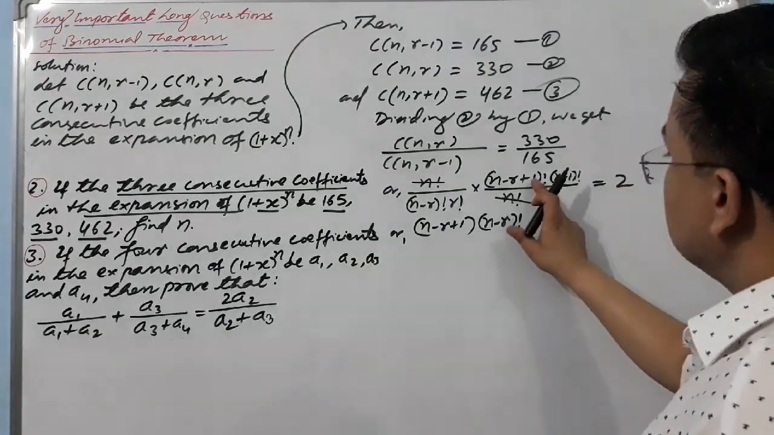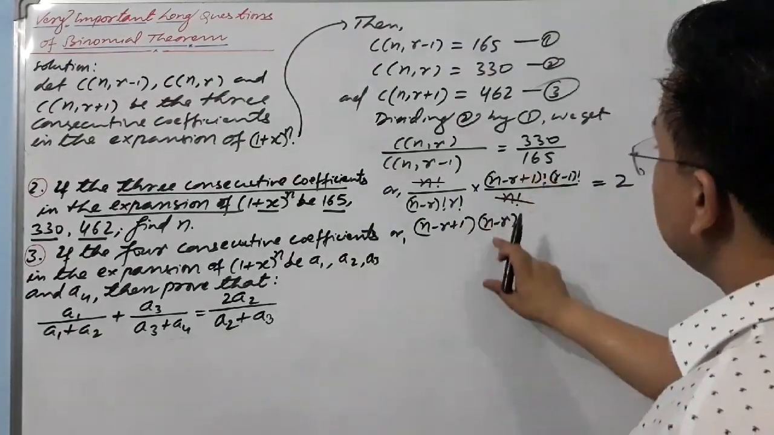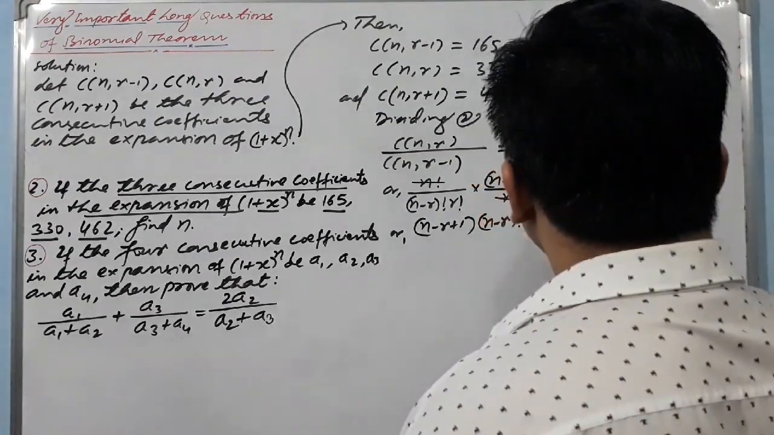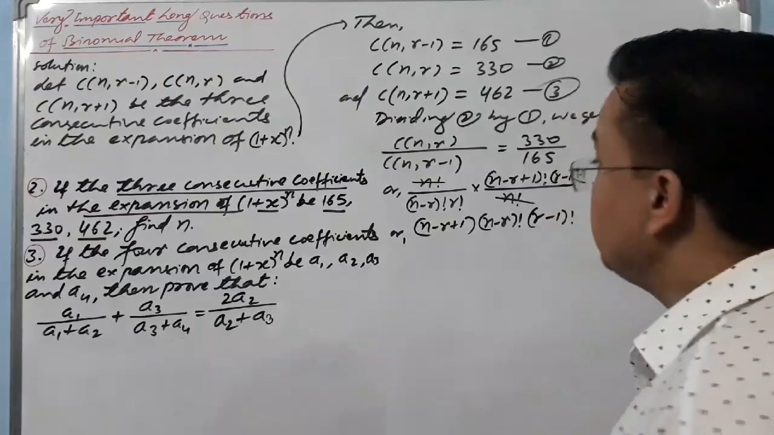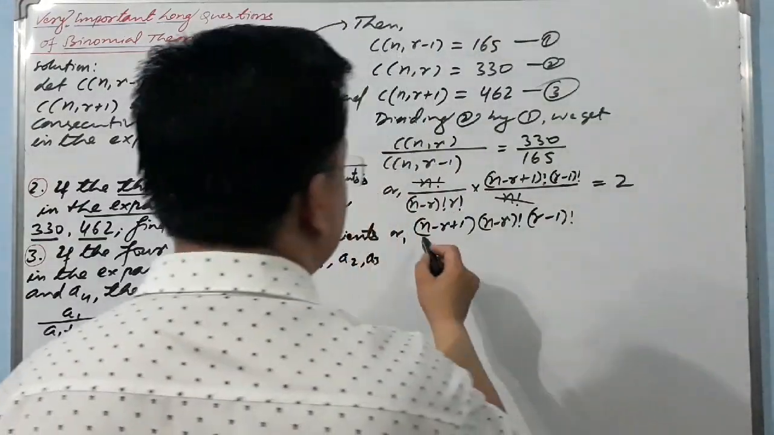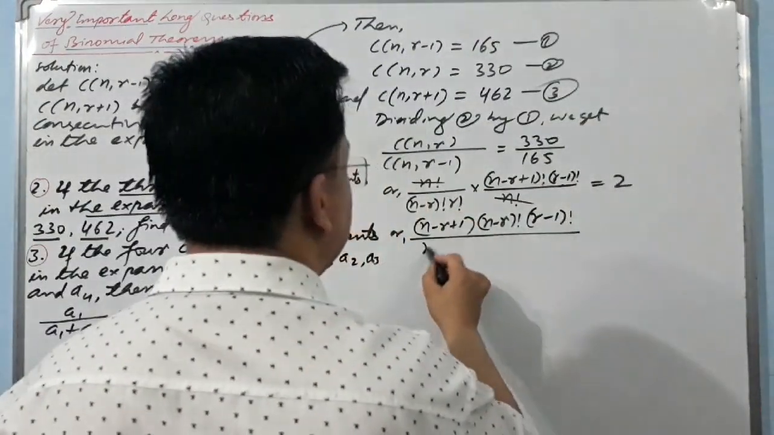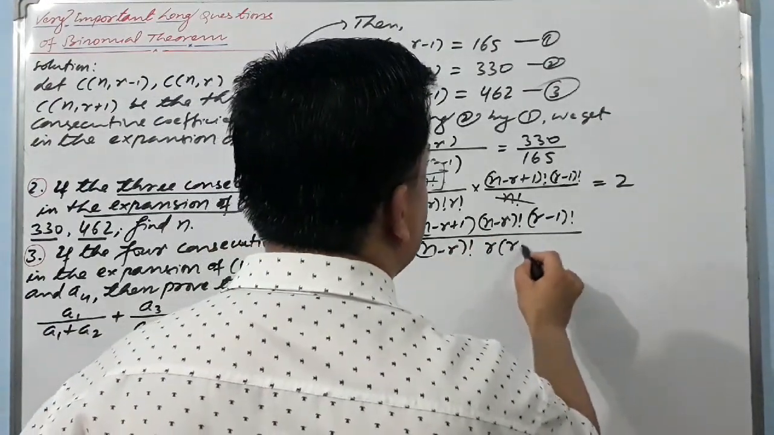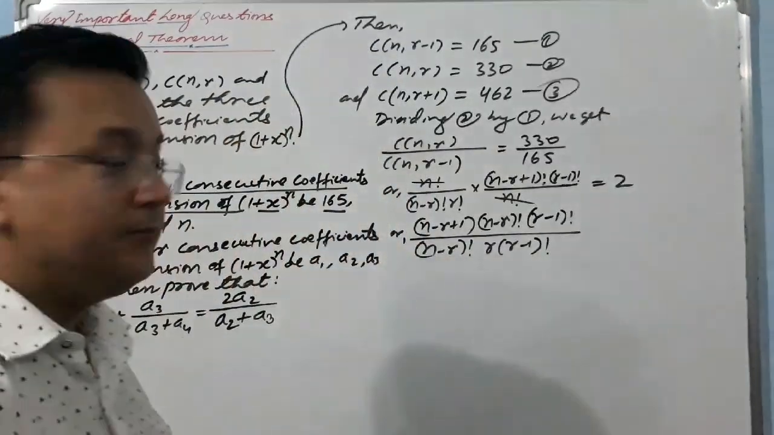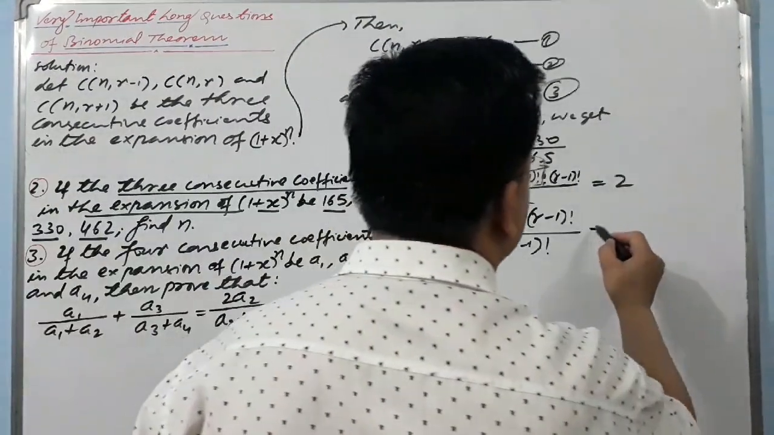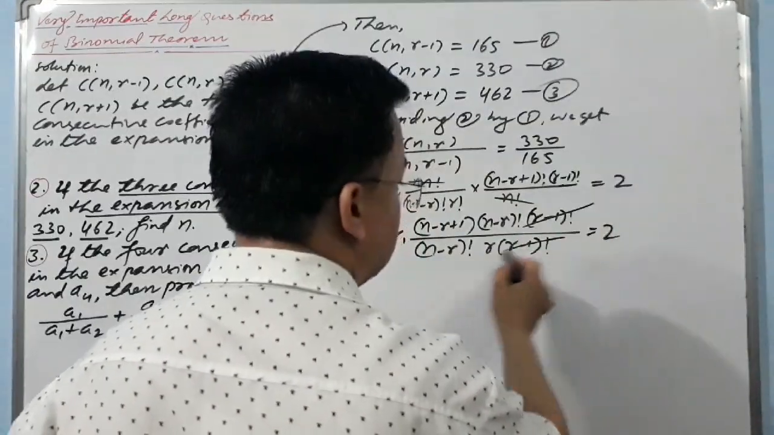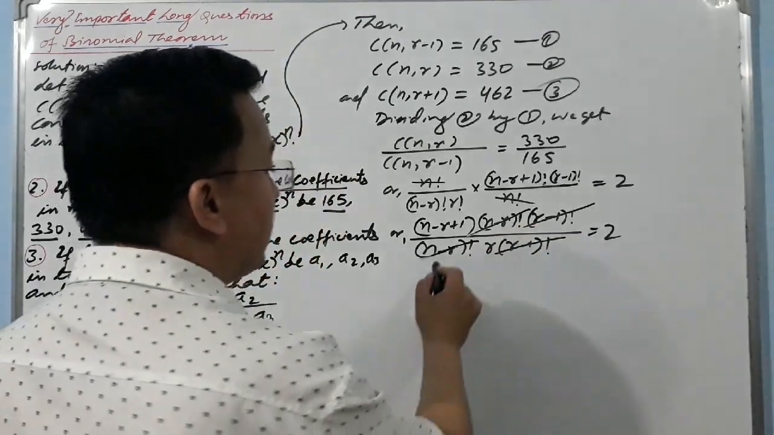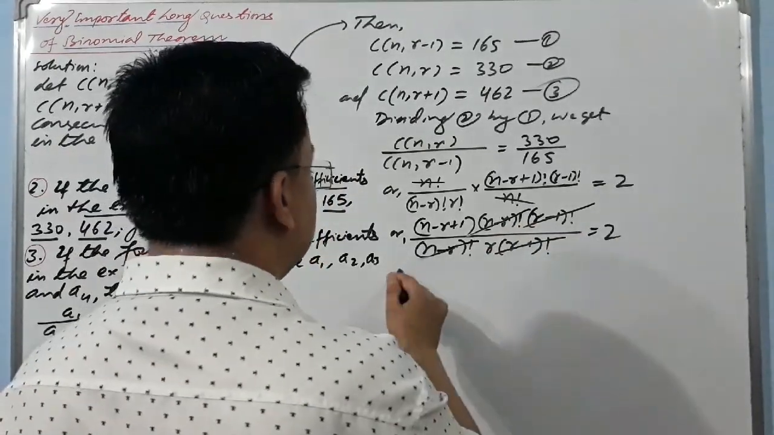Okay, we have expanded this n minus r plus 1 into n minus r factorial, and we are not going to expand r minus 1 factorial because r factorial is greater. So n minus r factorial, and r factorial you can write as r minus 1 factorial, is equal to 2. Very interesting. Not so difficult. Cancelled, and here cancelled, gone. Now we are free from factorial.